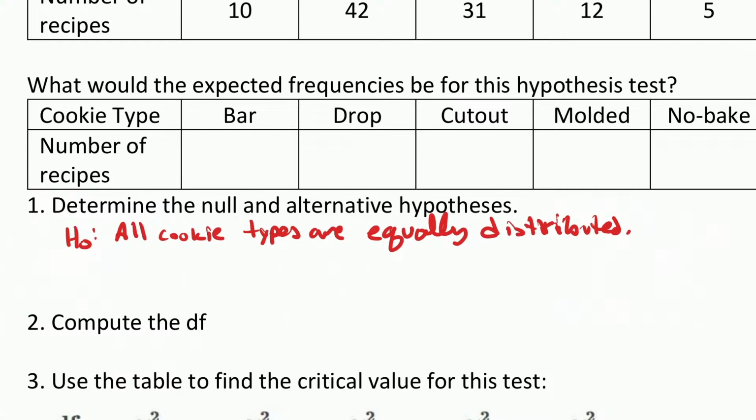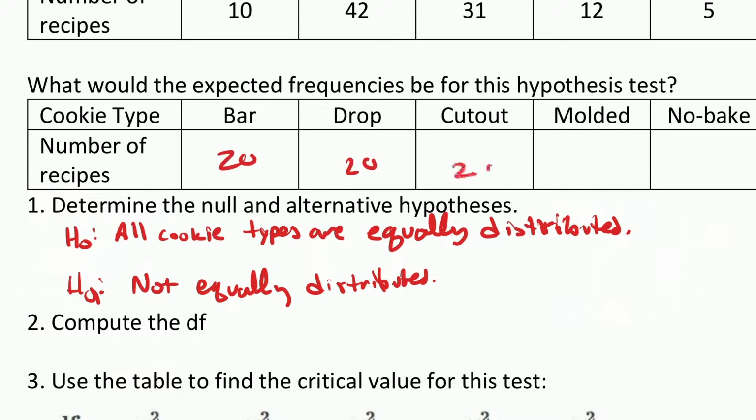And then the alternative is that they are not equally distributed. I know in Newton, they used the phrase uniform distribution. If you use that, that's perfect. So if you want to say that the cookie types follow a uniform distribution, that would be the null hypothesis, and that they don't follow a uniform distribution would be the alternative. That would be fine as well. Stop me if you have a question though. And then this was all 20, I guess, here.